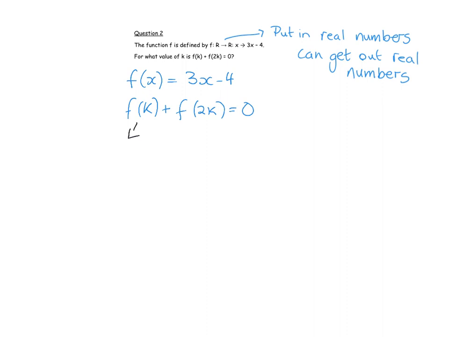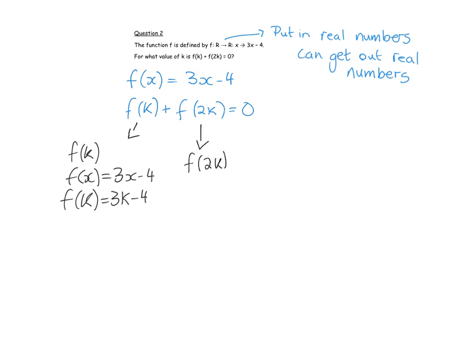So first of all, f of k, we know that f of x is equal to 3x minus 4. So f of k, we replace the x with k, giving 3k minus 4. F of 2k, well, we know that f of x is equal to 3x minus 4. So f of 2k, replace x with 2k. Then we get this is 6k minus 4.